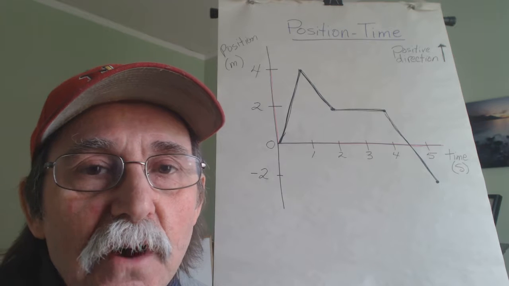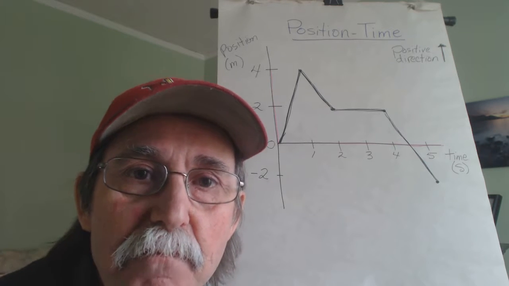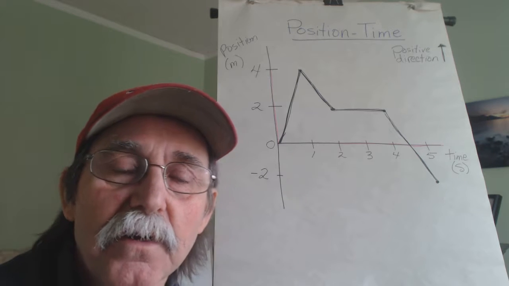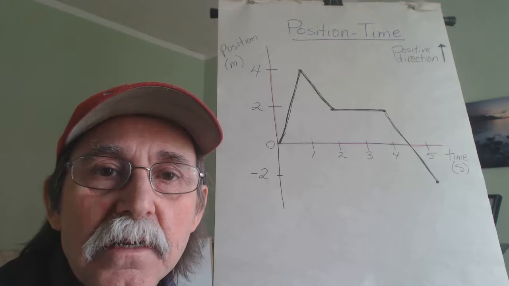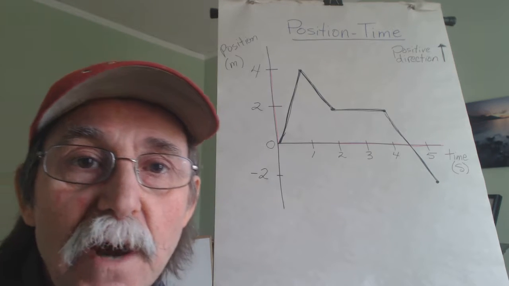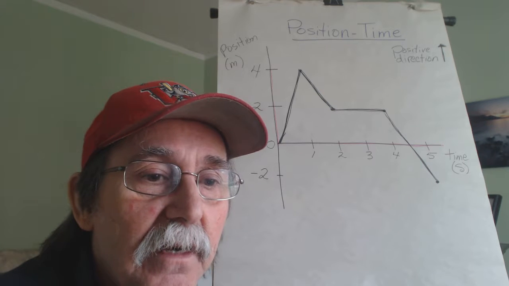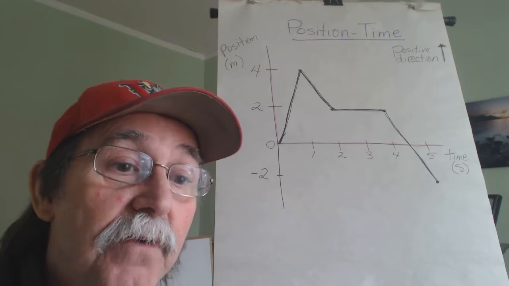So we're talking about kinematics right now, and there are going to be three main graphs that I want to teach you about. And the first one is going to be called a position versus time graph. And I've prepared one for you here right now.